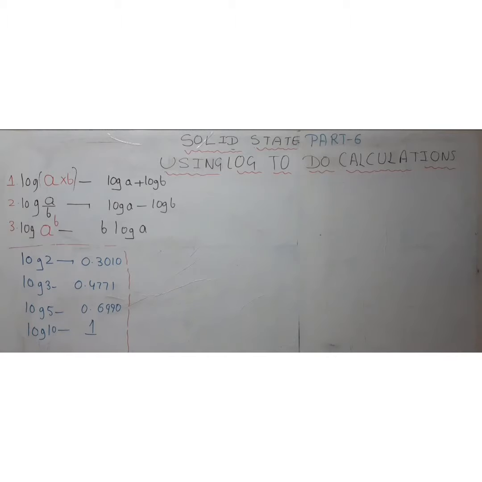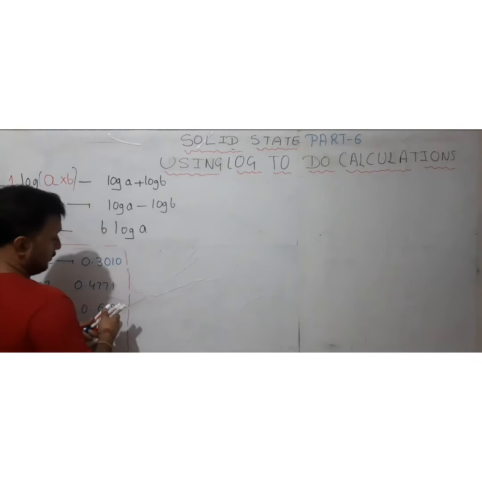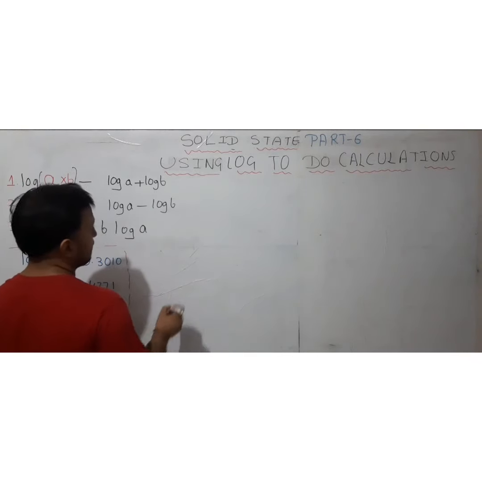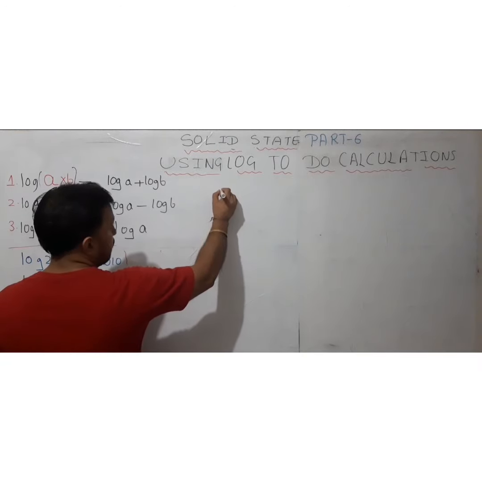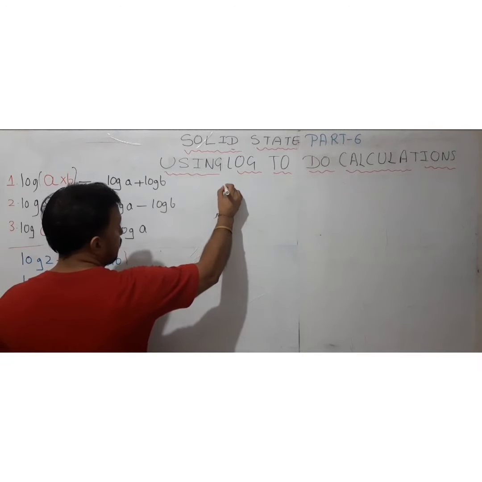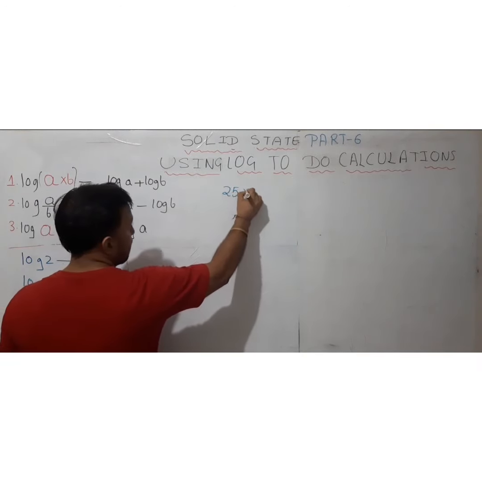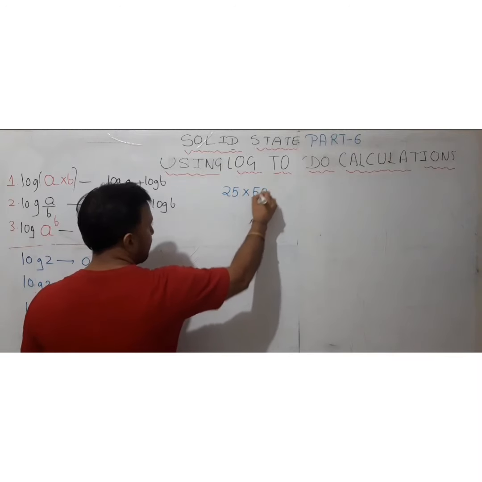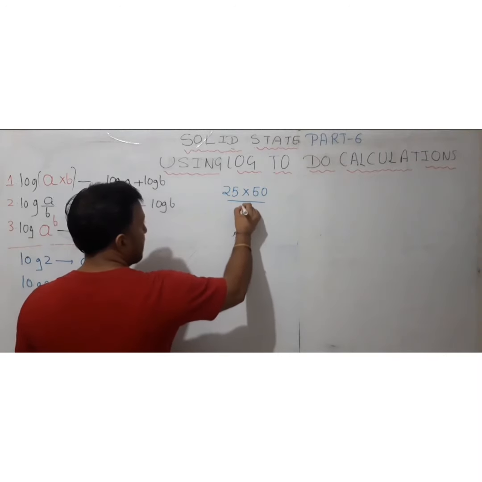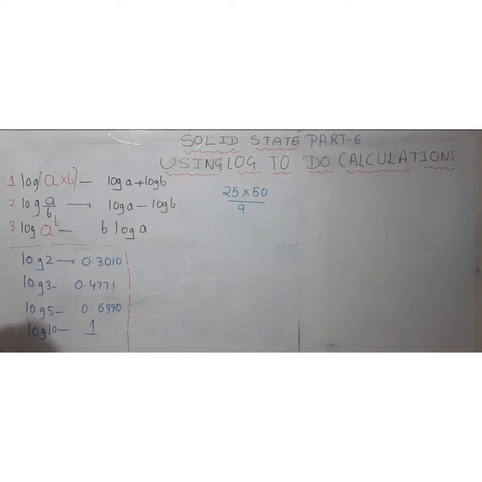So now I am going to do one calculation by using all these logs. Suppose we have 25 multiplied by 50, then divided by 9. Okay, it's a simple value. Now how will I apply the log?